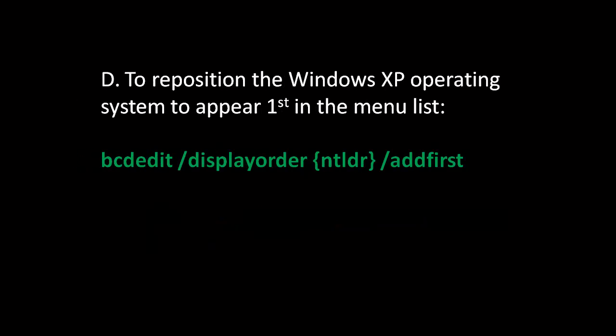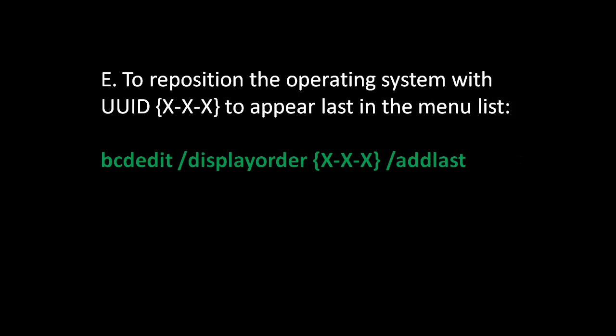In our next example, to reposition the Windows XP operating system to appear first in the menu list, I use BCDEDIT /displayorder {ntldr} as the identifier, and then the switch /addfirst. To reposition the operating system with the UUID, say XXX, to appear last in the menu list, I would use the command BCDEDIT /displayorder {XXX}, of course the UUID, and then I would tack on the switch /addlast.